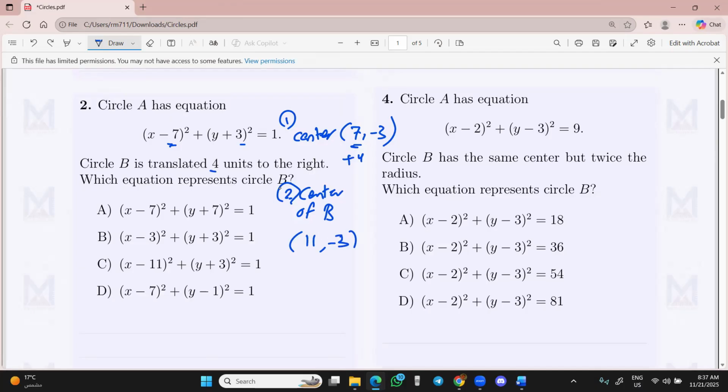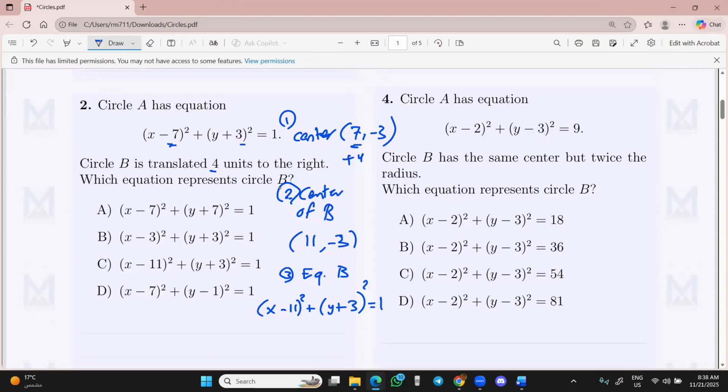Now we have the center of B, and step number 3 is to write the equation of circle B. x minus h, the new h here is 11, so (x minus 11) squared plus (y minus negative 3), which means y plus 3, you always change the sign, all squared is equal to the same radius, because the question did not say anything about the radius, so keep the same one here. So that's the answer of the question.